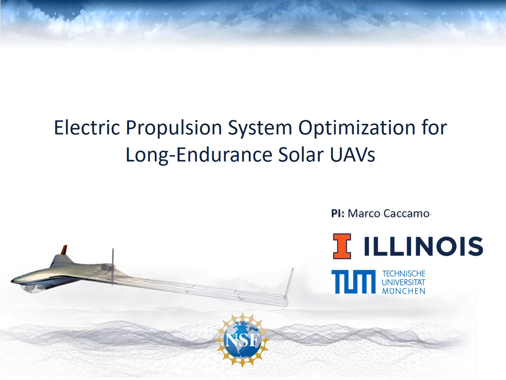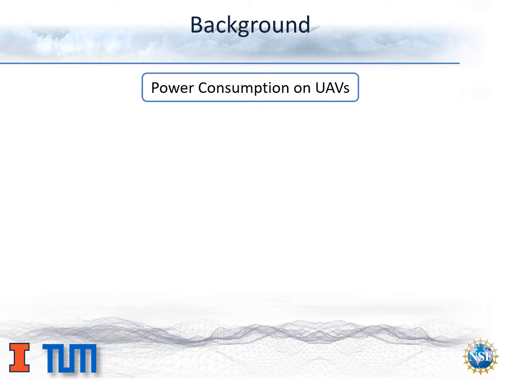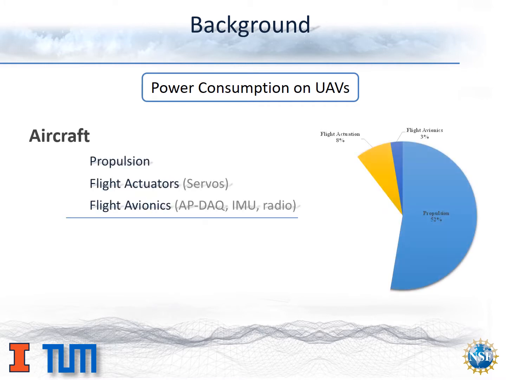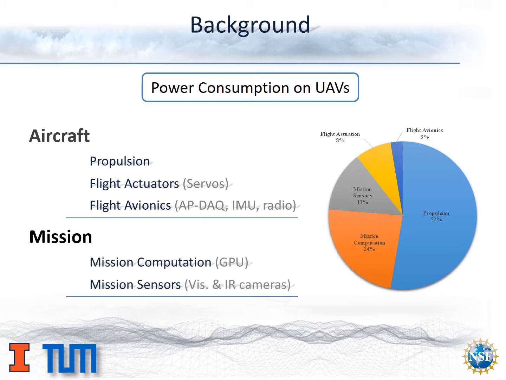We present electric propulsion system optimization for long-endurance solar UAVs. To provide some background, power consumption on UAVs is split between aircraft systems, including propulsion system, flight actuators, and flight avionics, and the mission components, including the computational unit and sensors.